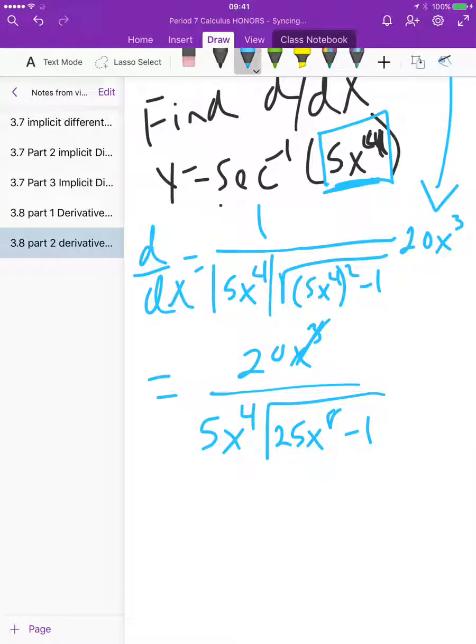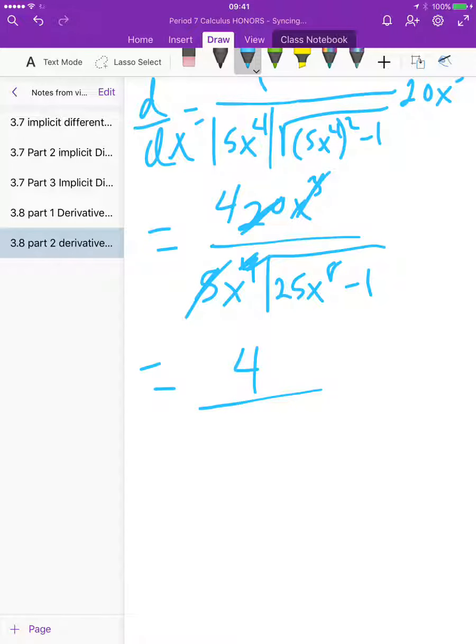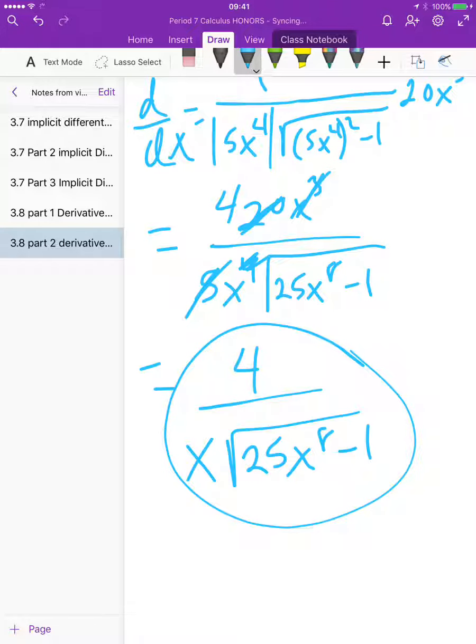We have x cubed, and we have 4 down there. We have 1, 5, and then we have 4 up top. So we have 4 over, in this case, x times the square root of 25x to the 8th minus 1. And this is the derivative with respect to x. So there's a little bit of an example as to how we can use it in terms of secant and tangent as well, because it's literally just using the formula.